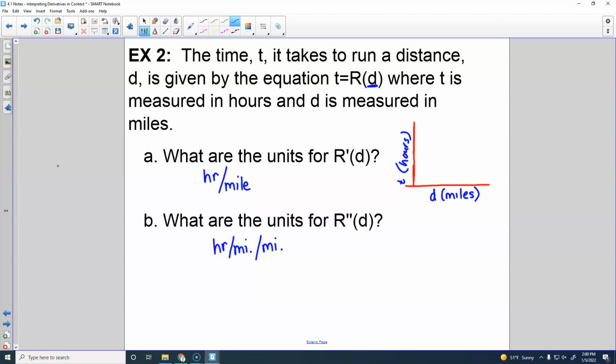Right. And then your derivative is going to be the units for y divided by units for x. So the first thing you need to do is figure out what goes on x and what goes on y. If they're giving it to you in function notation, what's in the parentheses is your x.